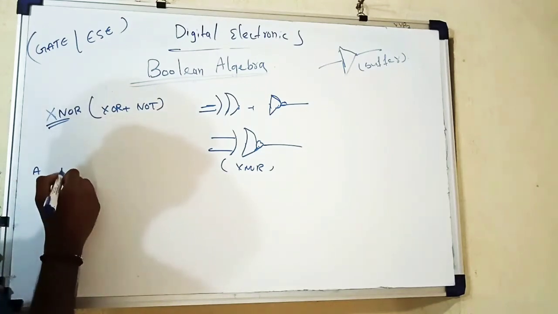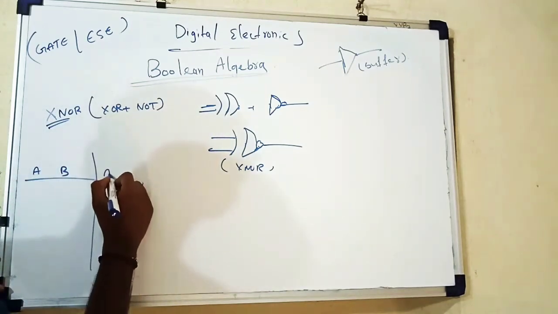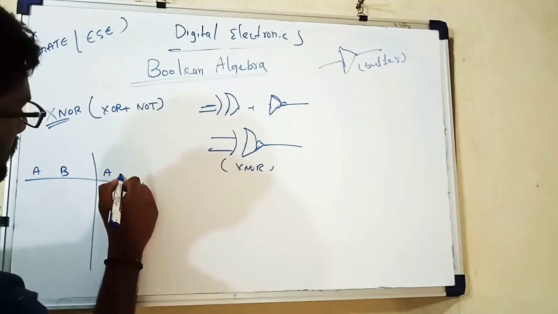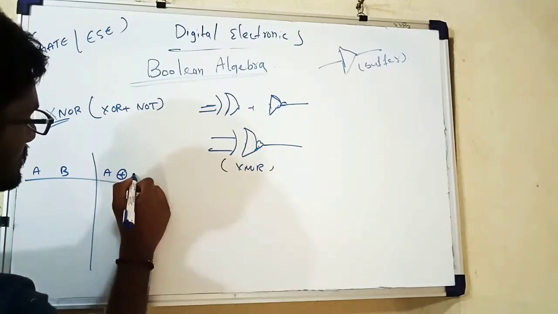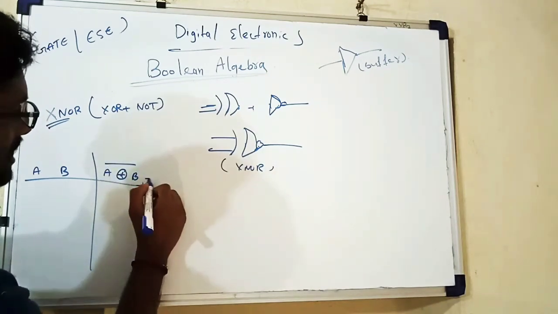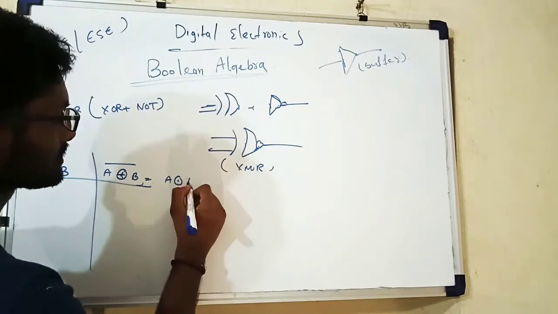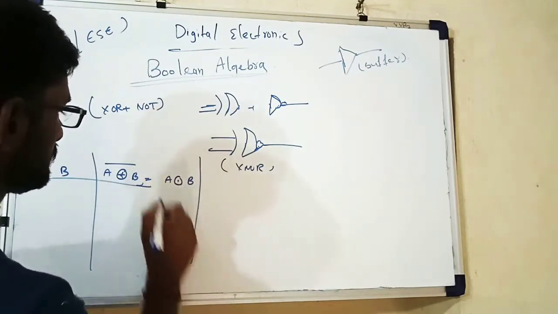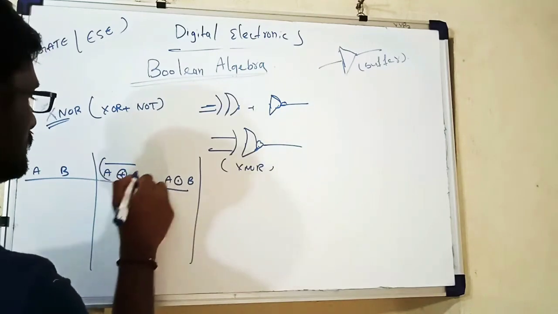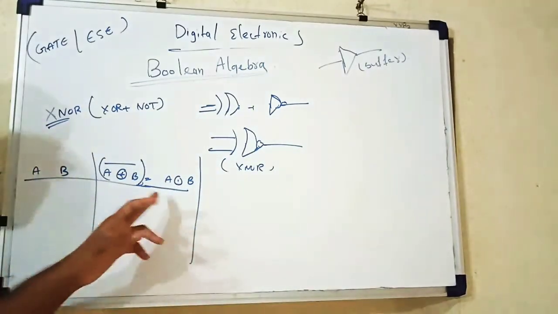Here A and B are the two inputs. Here this is A XOR B whole bar. This can also be written as A XNOR B.